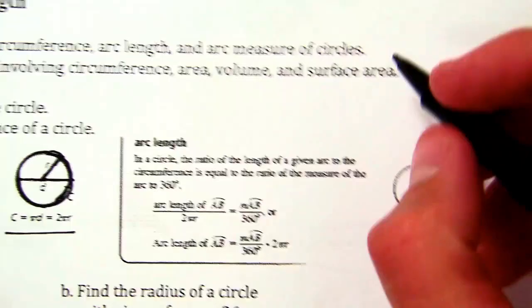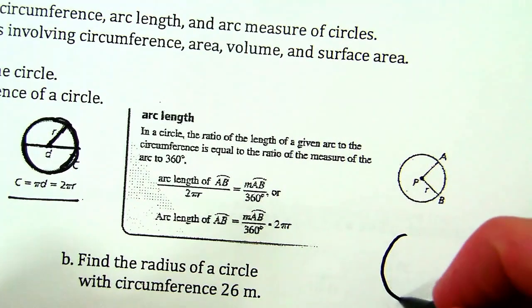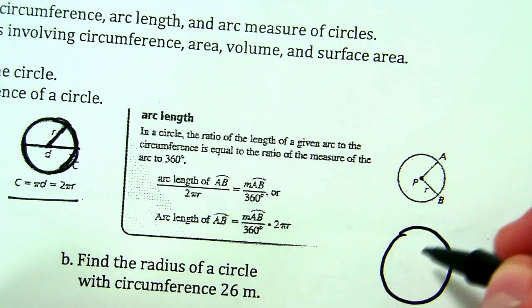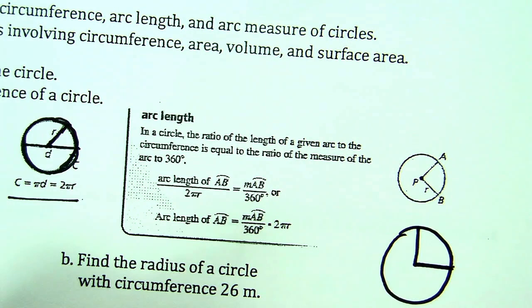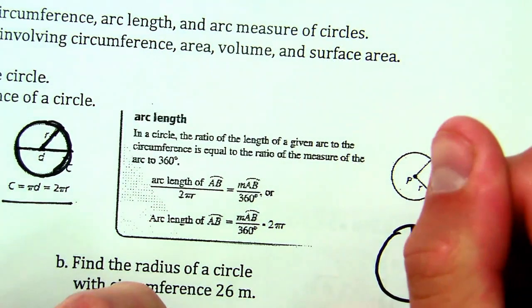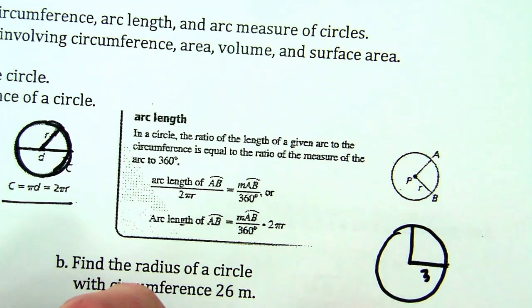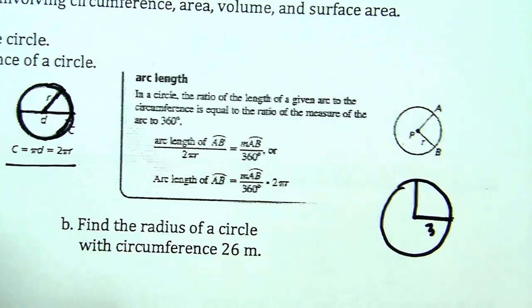Just before we get started with that, I'm going to lead off with an example. And let's just say I draw this circle. That's a pretty good circle. Good job, Mr. Kuiper. Okay, and I say that the radius is, let's say, 3. And I want to say, what's the circumference?